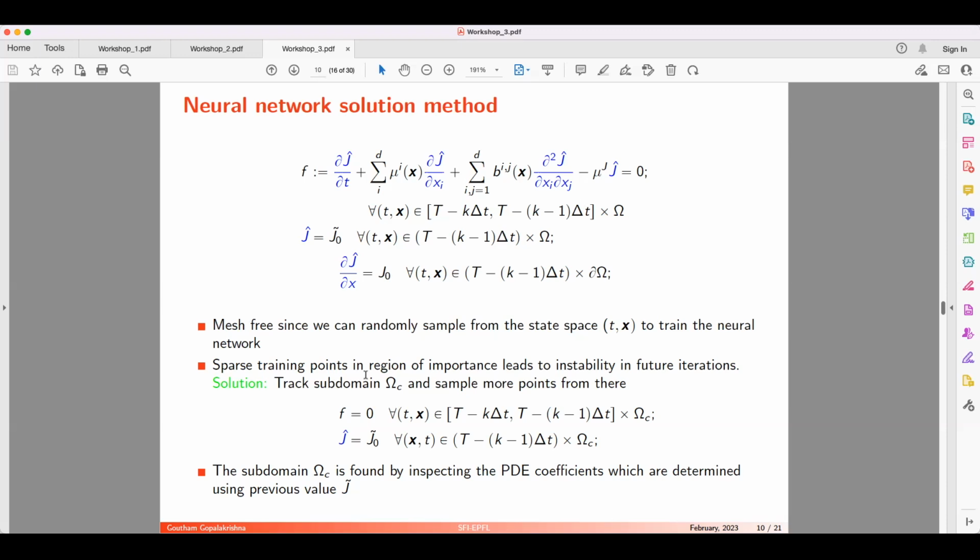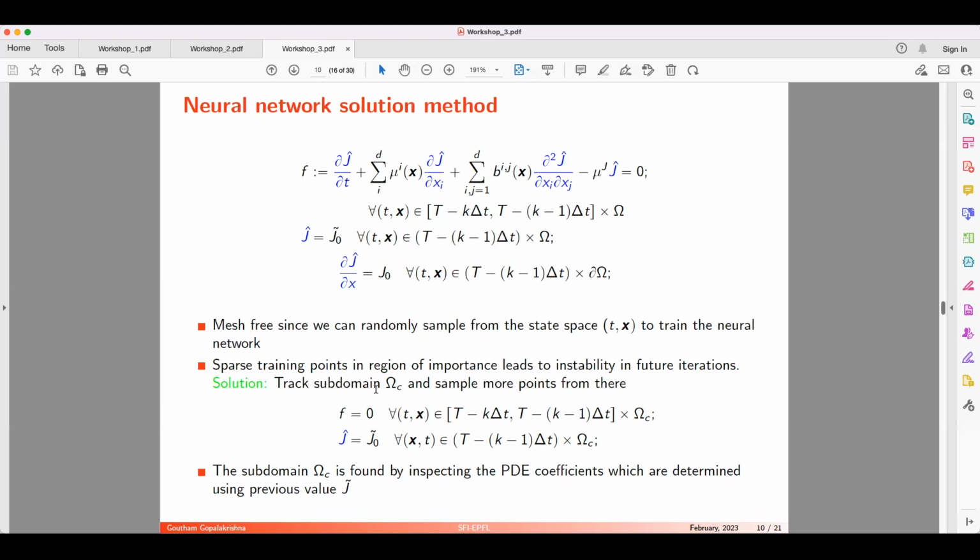That allows you to track this subdomain omega c from one iteration to the next and draw these active training points. I think I have a couple of slides with a concrete example, and I'm hoping it's going to be much clearer there. But the whole idea is that first you draw some sparse sample points from throughout the state space, and then you augment those points from subdomain omega c, which can be a very small hypercube in a high dimensional space, right? But it's important to capture that small hypercube and draw enough points from there if you want to ensure faster convergence.